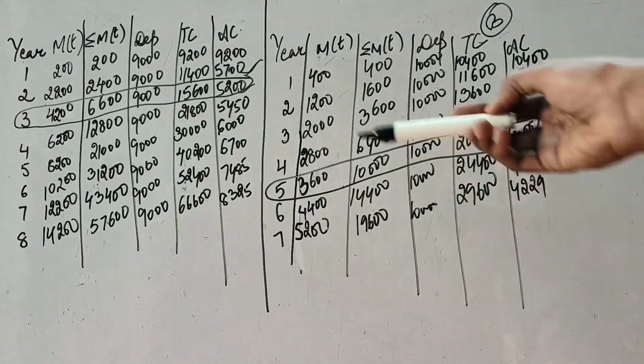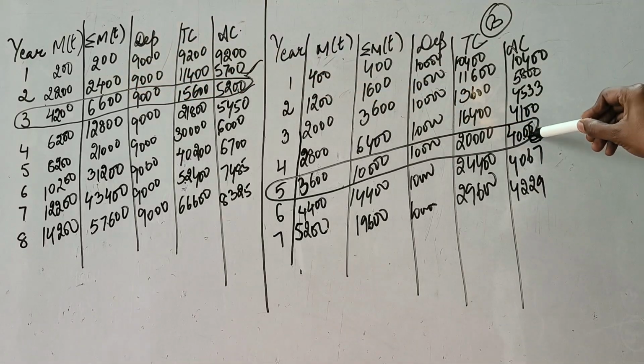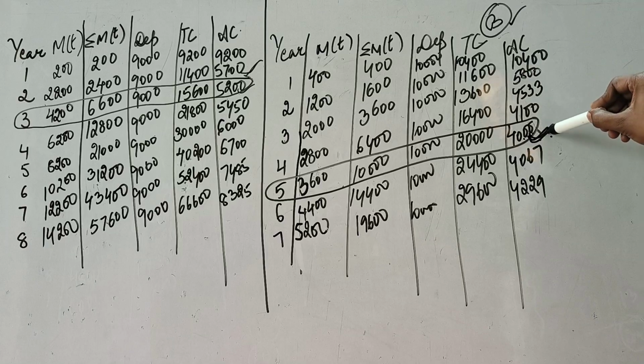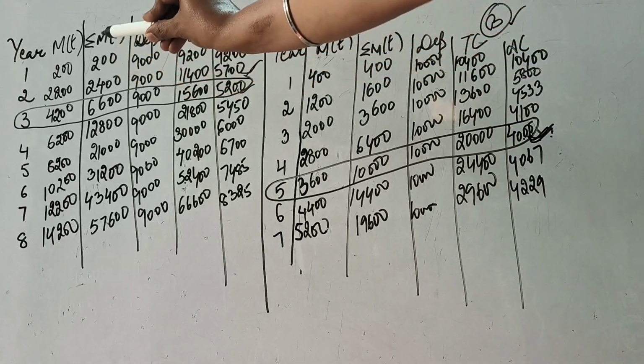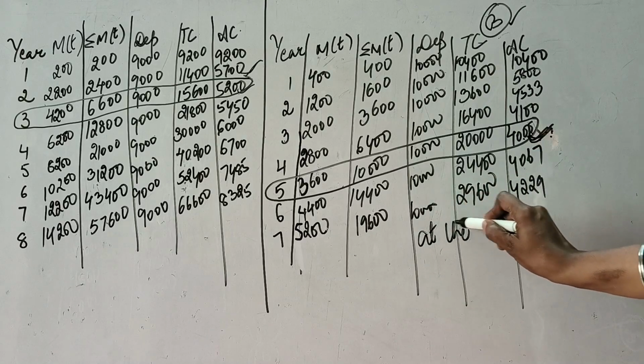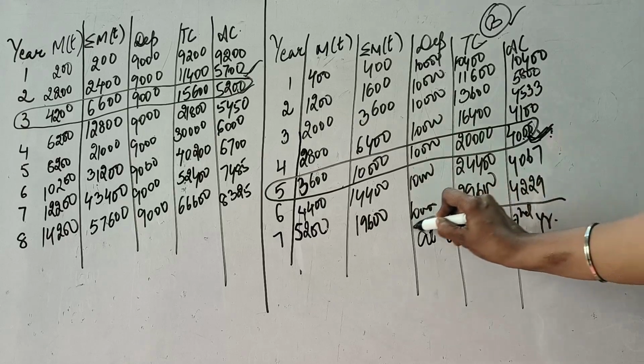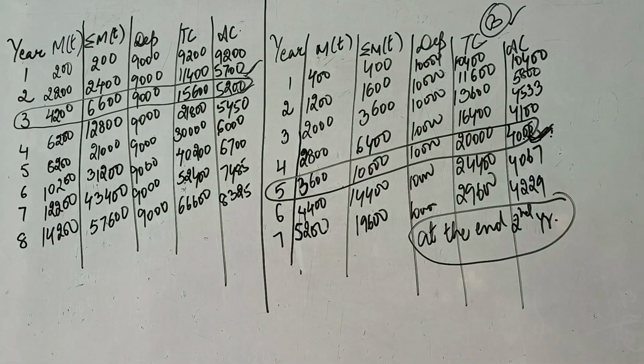So you will give the conclusion: the maintenance cost of the third year is 4,200, which is more than the minimum average cost of the second machine. So we will not wait for the third year. We will replace the machine at the end of the second year. So this is the replacement period you will find out in case the two machines or two assets have been given to you.